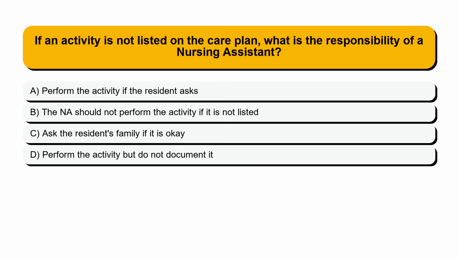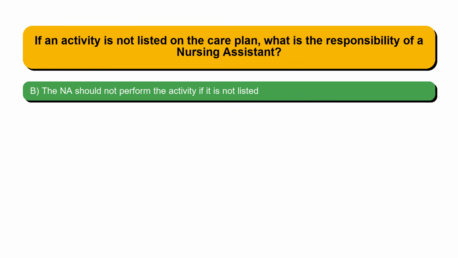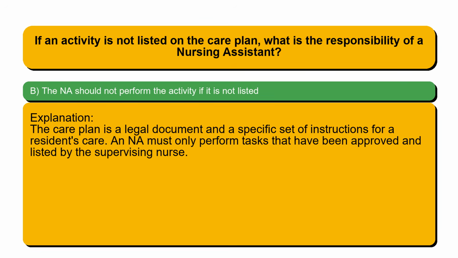Question 56. If an activity is not listed on the care plan, what is the responsibility of a nursing assistant? Option A. Perform the activity if the resident asks. Option B. The NA should not perform the activity if it is not listed. Option C. Ask the resident's family if it is okay. Option D. Perform the activity but do not document it. The correct answer is option B. The NA should not perform the activity if it is not listed. The care plan is a legal document and a specific set of instructions for a resident's care, and NAs must only perform tasks that have been approved and listed by the supervising nurse.